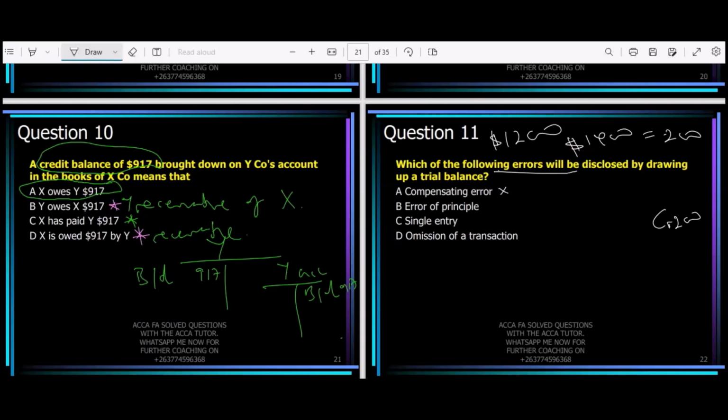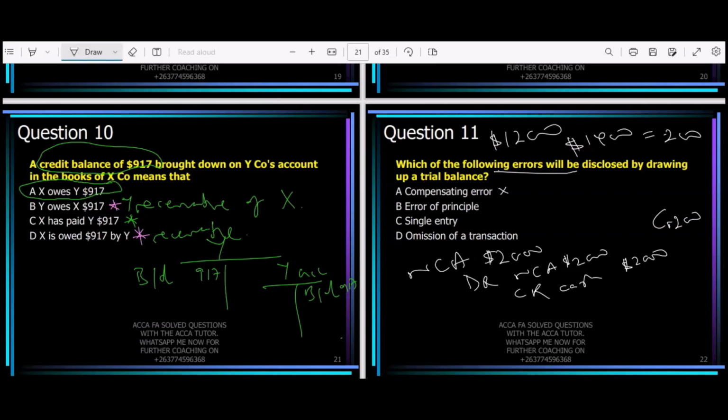Then we've got the error of principle. The error of principle says that we have mistakenly done our double entry. Like for example, we purchased a non-current asset. Let's say we purchased a non-current asset for $2,000. The correct double entry should be debit non-current asset $2,000 and credit cash $2,000. Okay, that's the correct double entry.